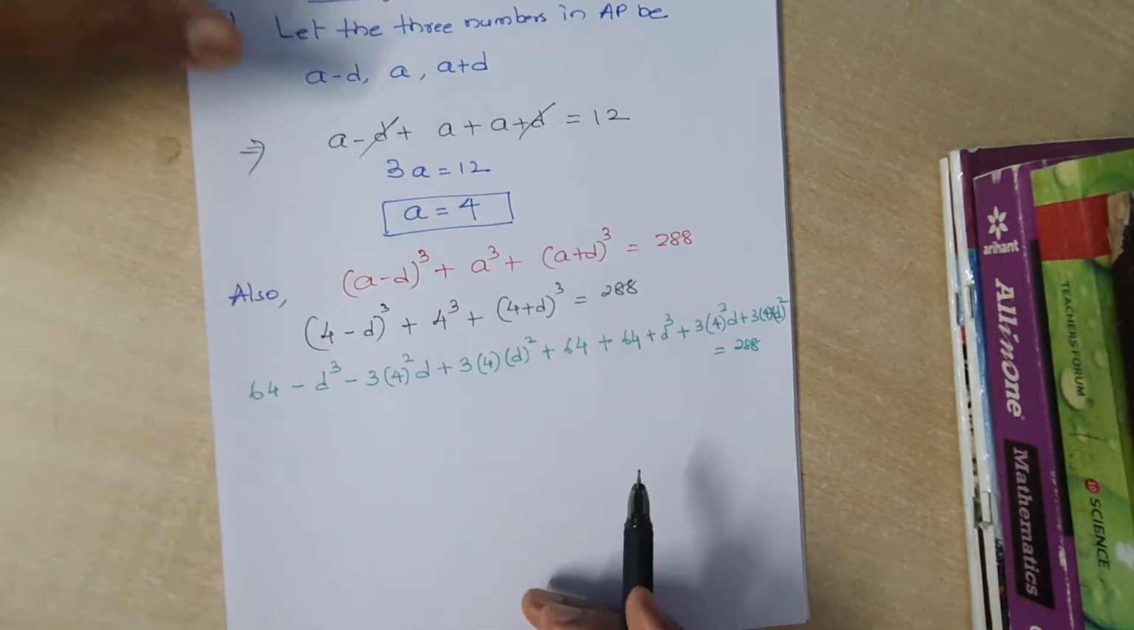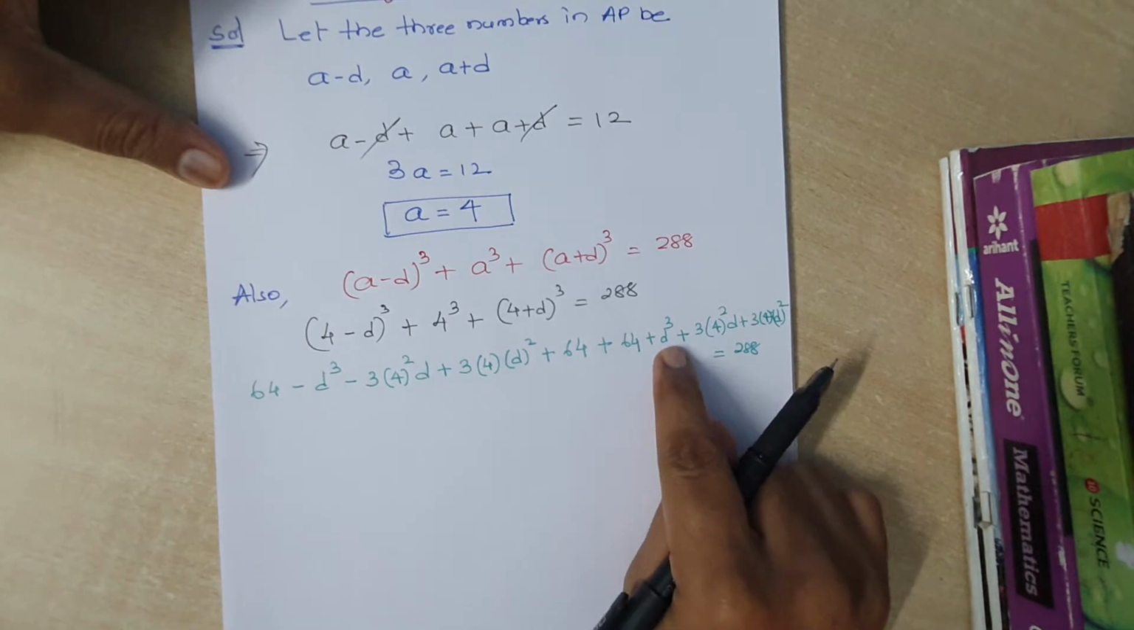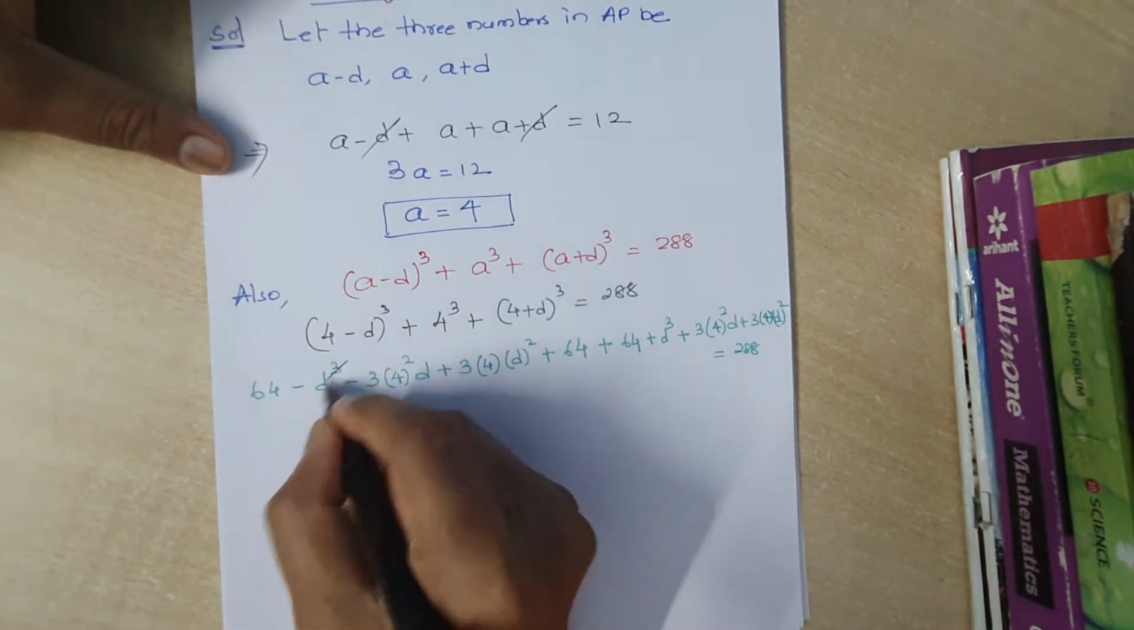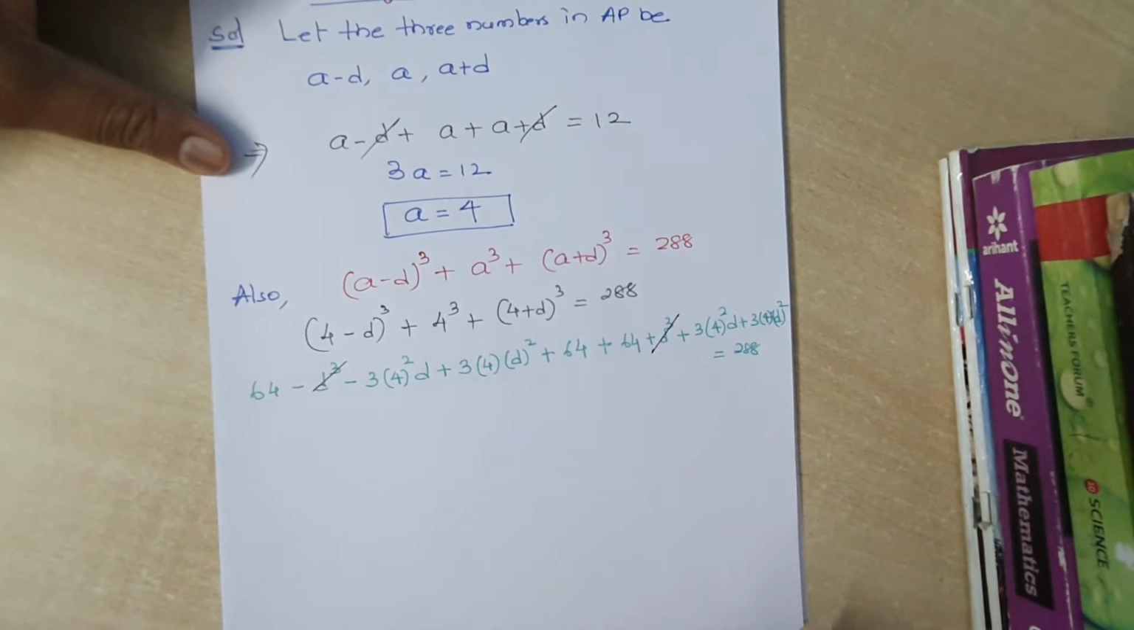Now here there is minus d cube and here there is positive d cube. So d cube minus d cube cancel. Is there any other thing? Oh, let us check.